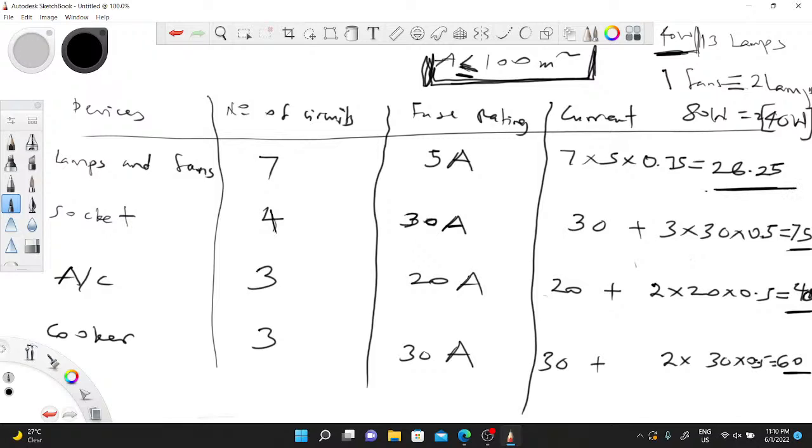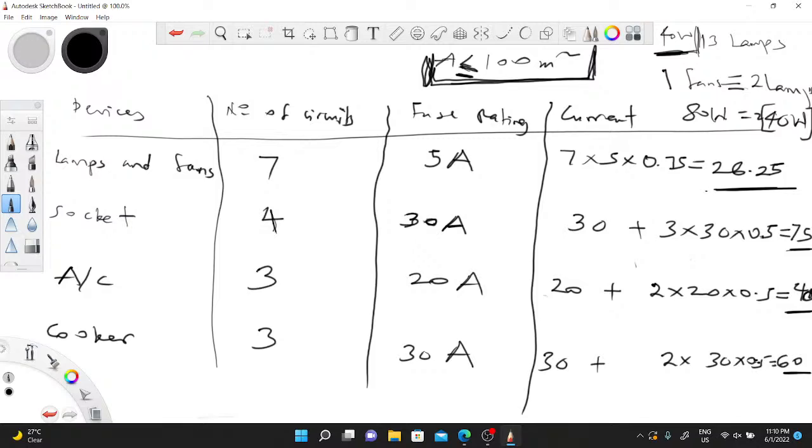Now what are we doing? Why are we doing this? We are finding the total current in the building.